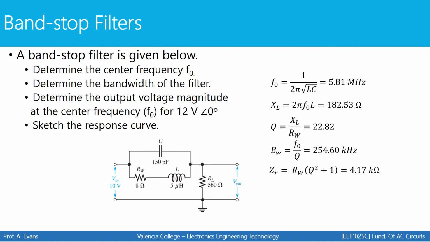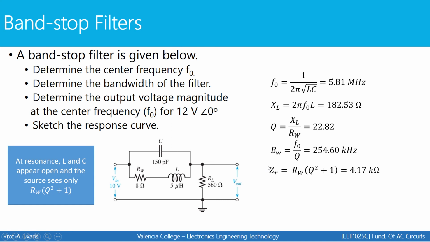Since this is a parallel resonant bandstop filter, I need to find the impedance at resonance using the formula for ZR. Remember, at resonance, L and C appear open, and the source is only going to see this value of impedance. And once I do that, this entire branch here has been replaced with ZR. If I were to set up a voltage divider to now find Vout, that would be RL divided by RL plus ZR, multiplied by 10 volts. So our output voltage is 1.18 volts here.